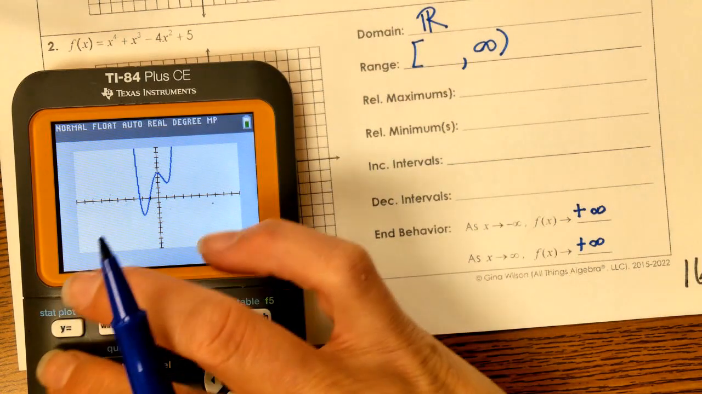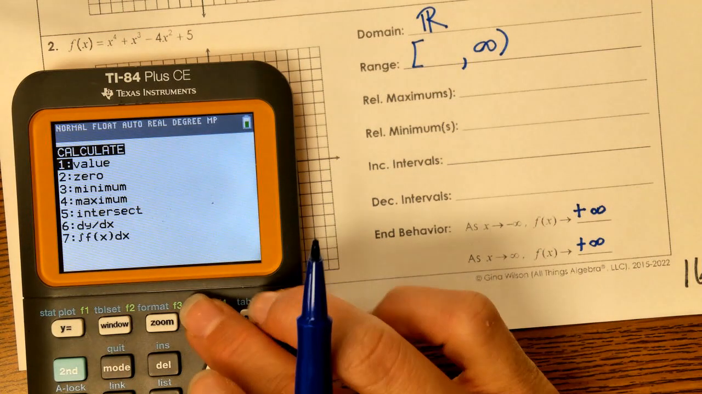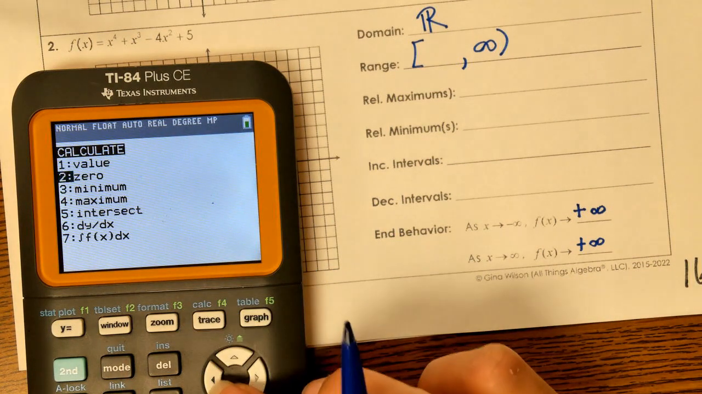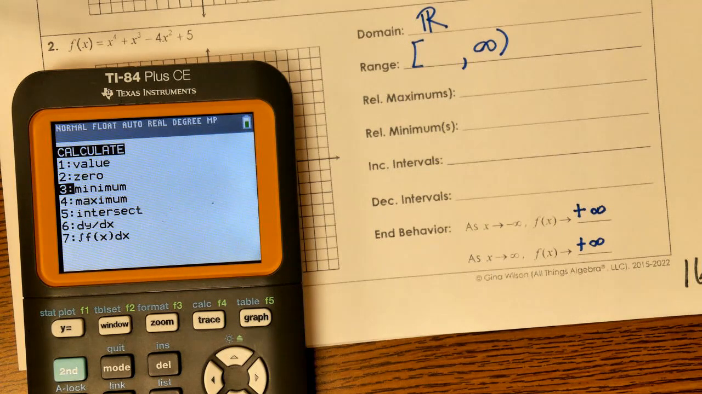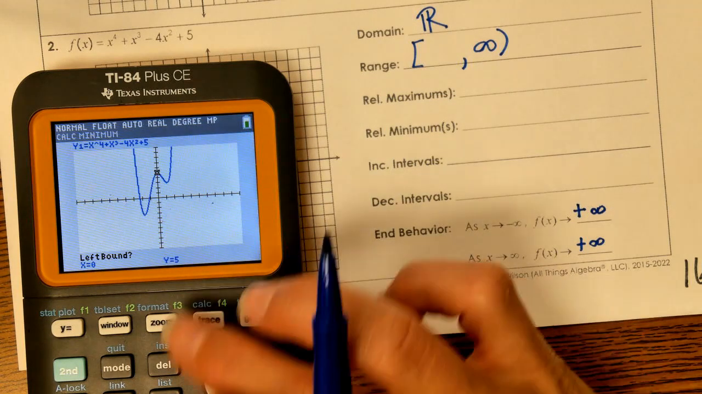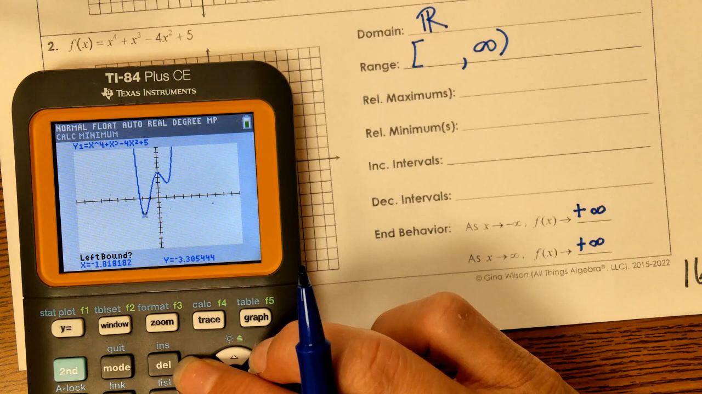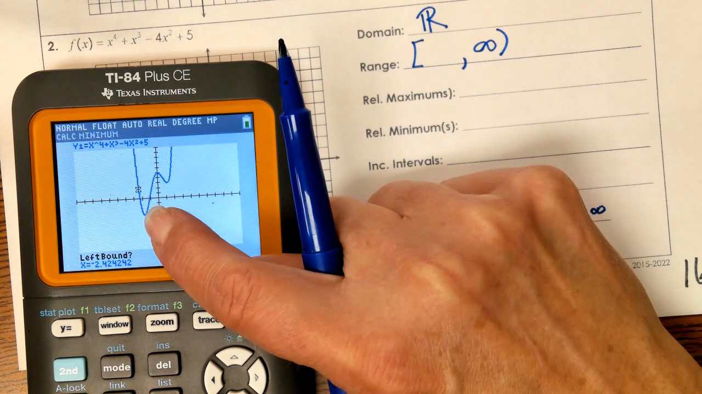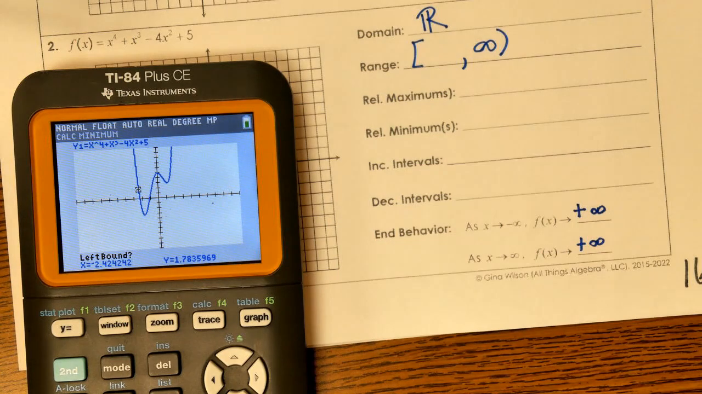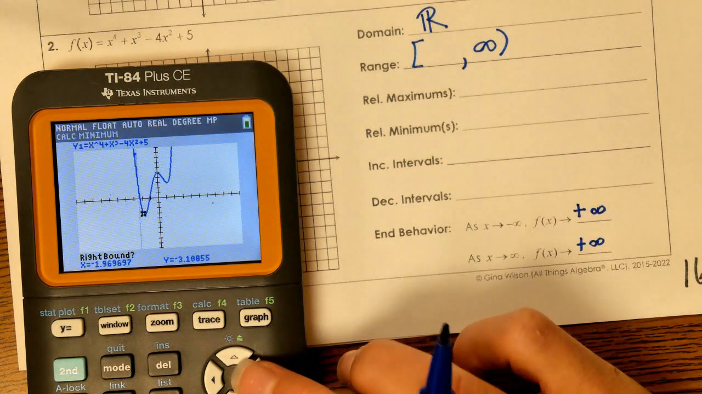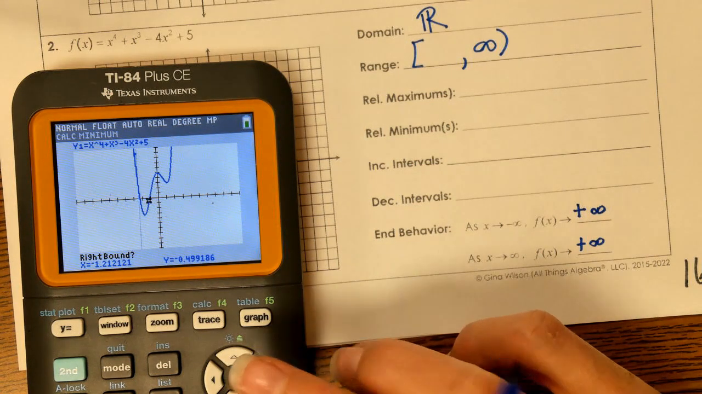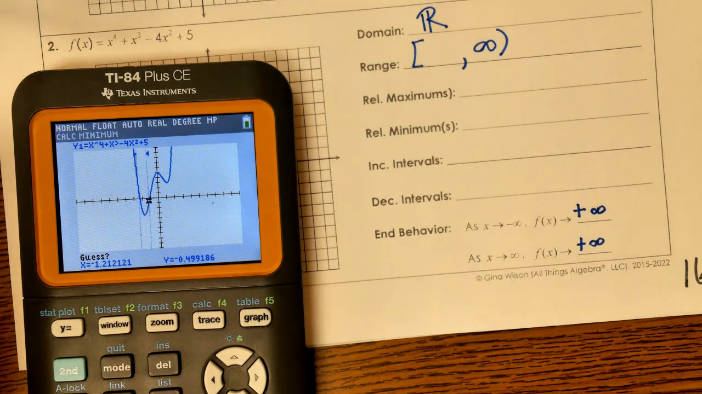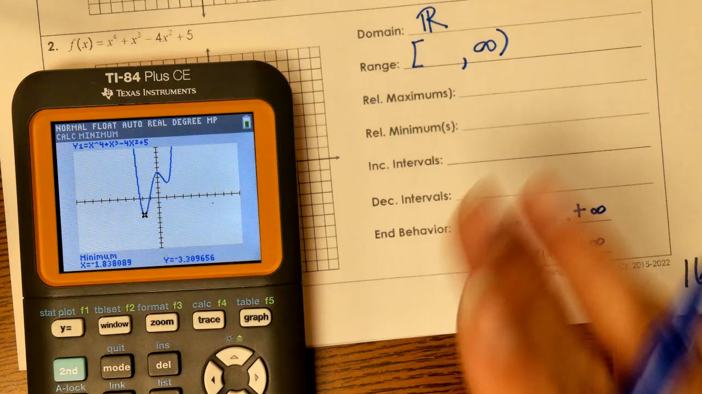I'm going to go to the second trace, and I'm going to find that minimum. Okay, so I'm calculating the minimum. I have to get left, when it says left bound, of the location I'm trying to find, which is this one down here. I'm left, so press enter once. Move your little blinky man to the right of that location, hit enter once. To bypass the guess, hit enter, and then we can see our answer.